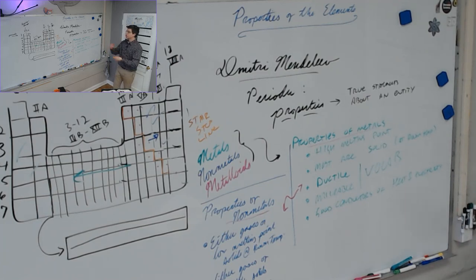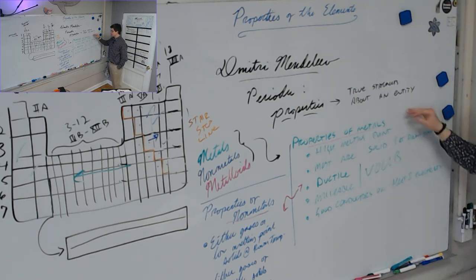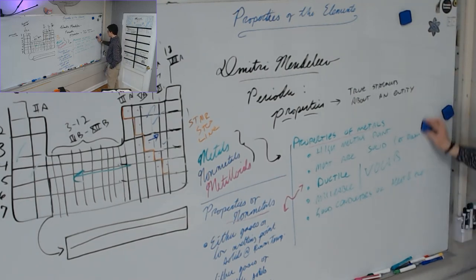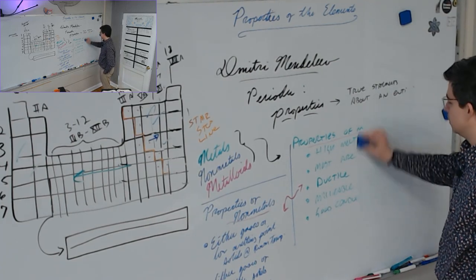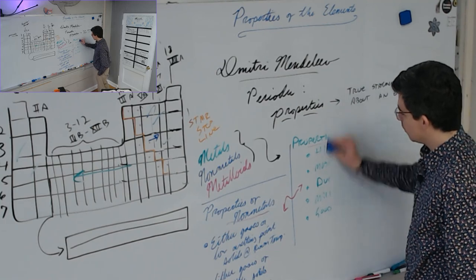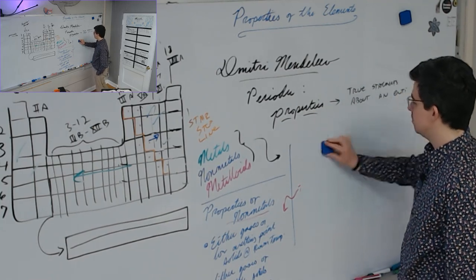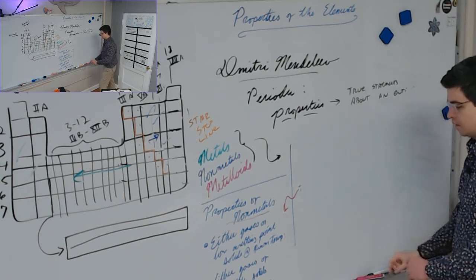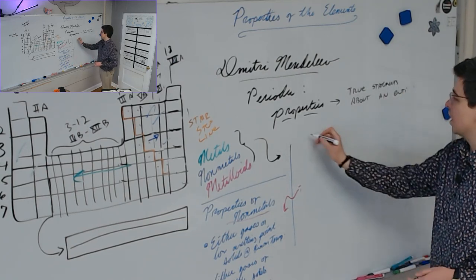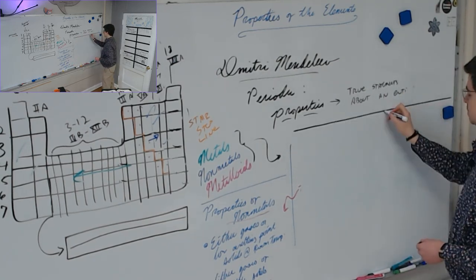Next, we're going to go through each of the groups, and we're going to talk about some of the properties of it. I'm going to erase the properties of metals because I think everyone has them done. I'm going to use this space that is freed up by that erasure. We're going to flip-flop back so that people can still take notes if they've missed a little bit. So now we're going to be talking about the properties of individual groups.